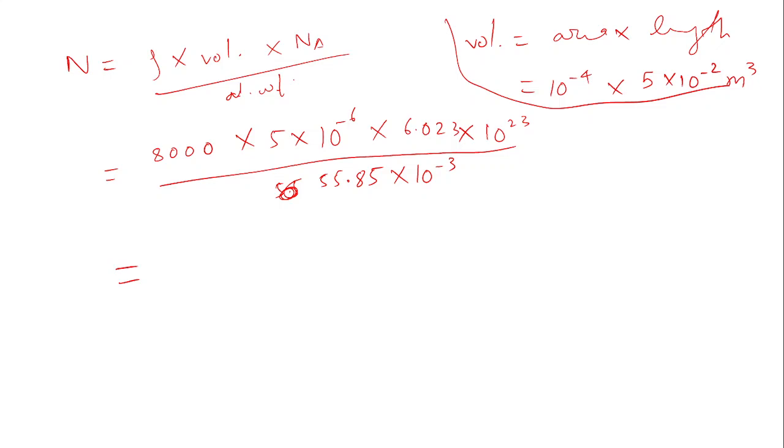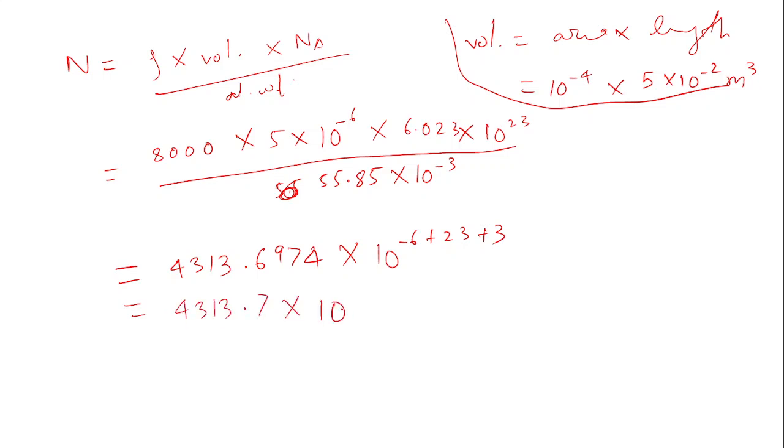Now when I do the calculation, 8,000 times 5 times 6.023 divided by 55.85, the answer is 4313.6974, and the powers: 10 to the power minus 6 plus 23, then plus 3 for the conversion, so minus 6 minus 3 plus 23 gives 20. So 4313.7 times 10 to the power 20 is the number of atoms I have got.